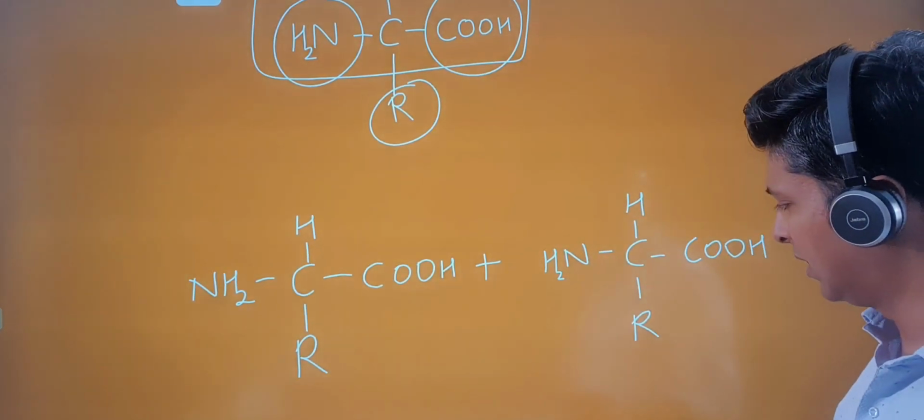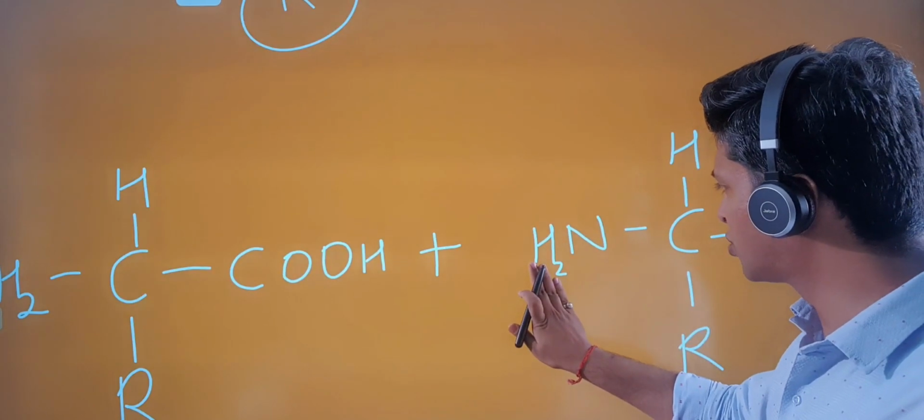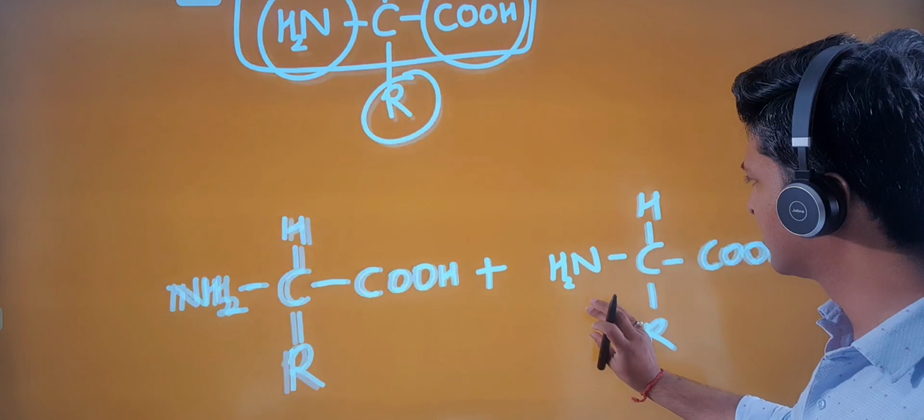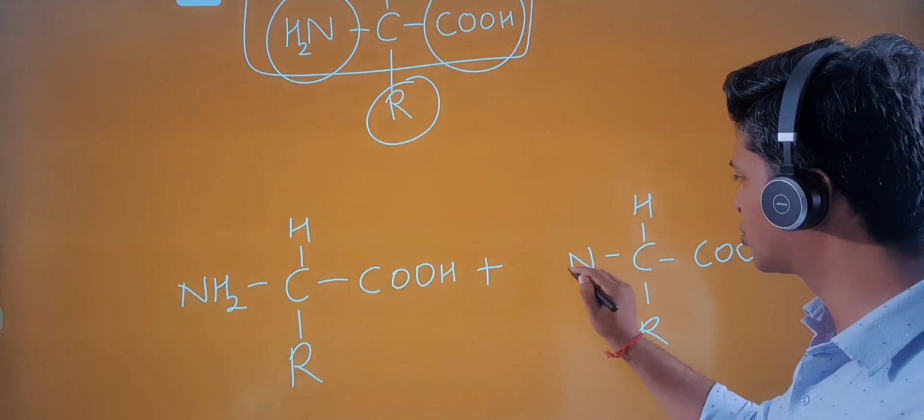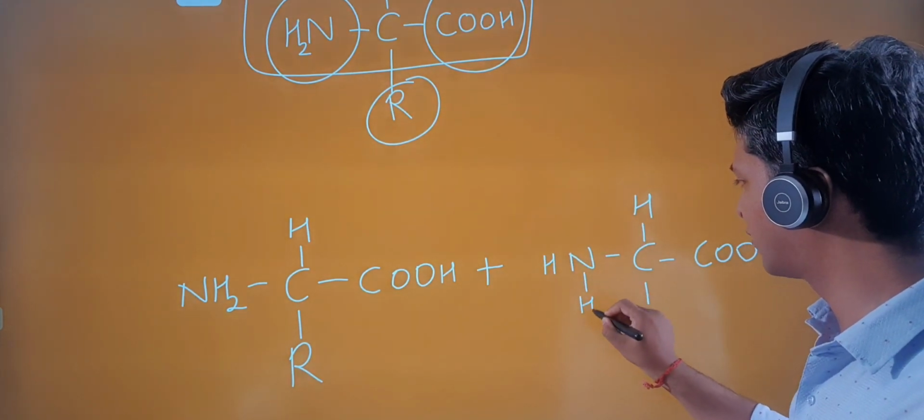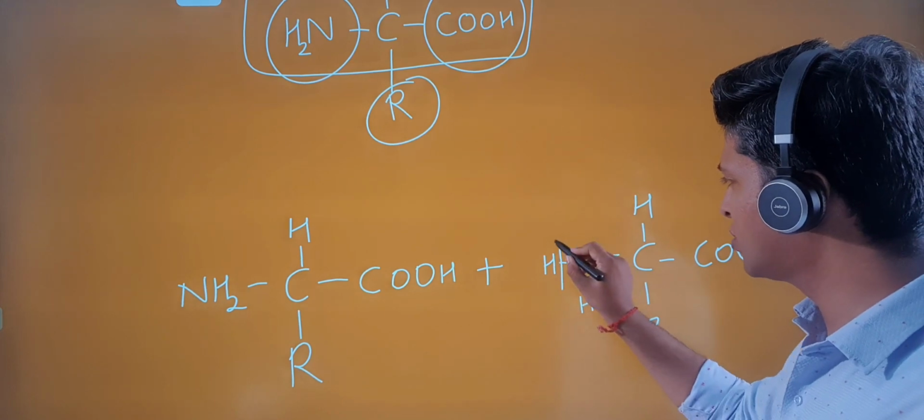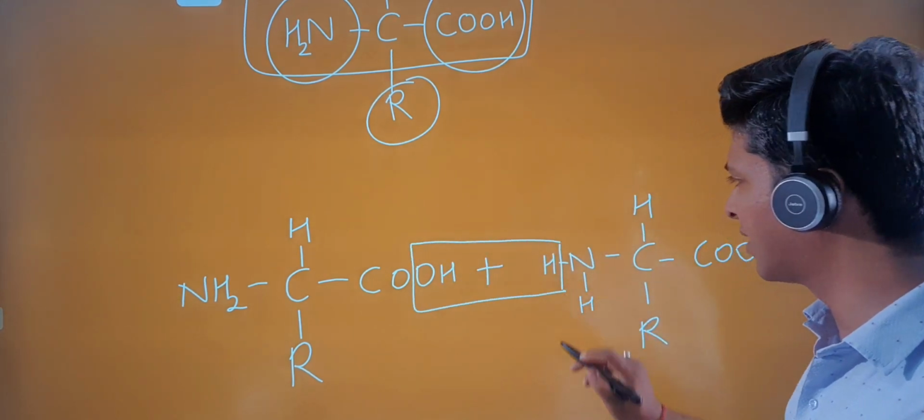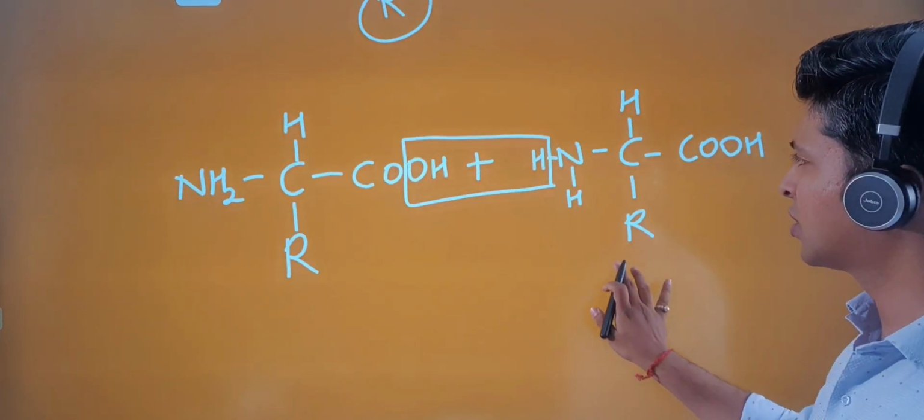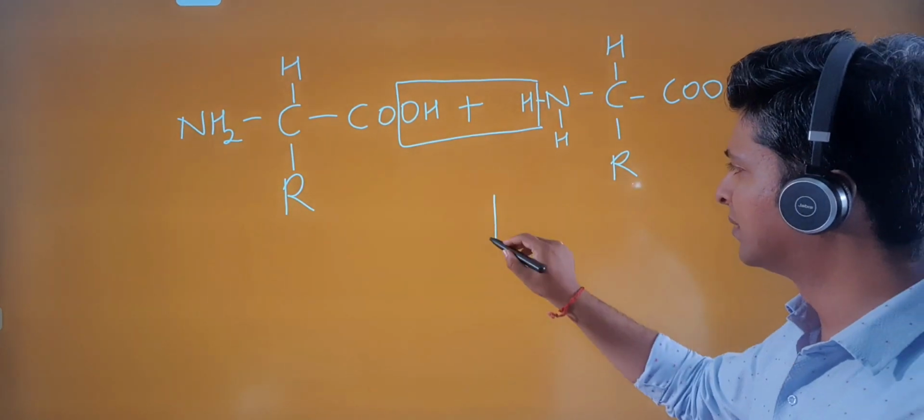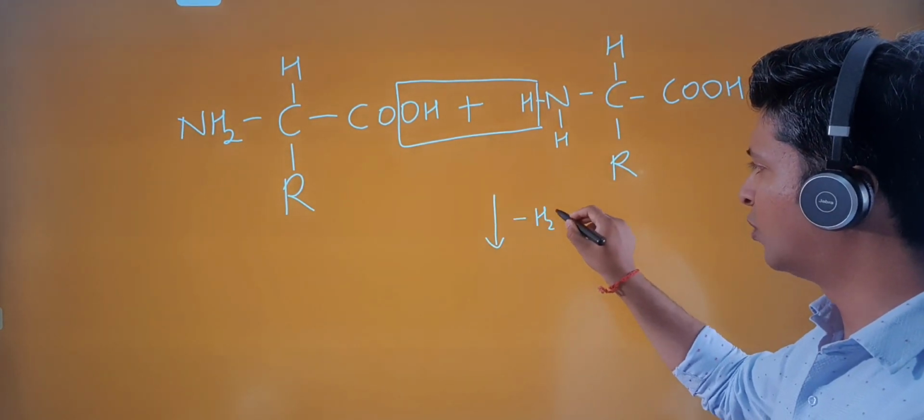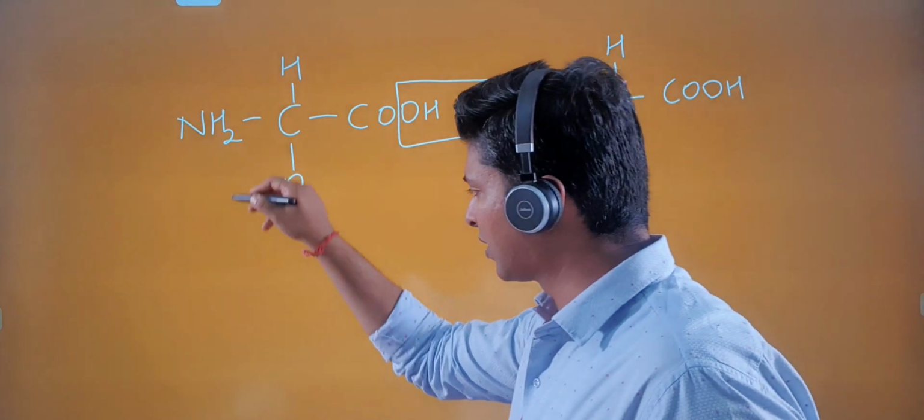We'll remove water. Okay, so can I write this NH2 like this? Have a look at this. Can I write this NH2 like this, H and H? Of course I can write it like this. So this H and OH will combine to form H2O, right? H and OH will combine to form H2O. So when I remove H2O, what are we left with? Just check.